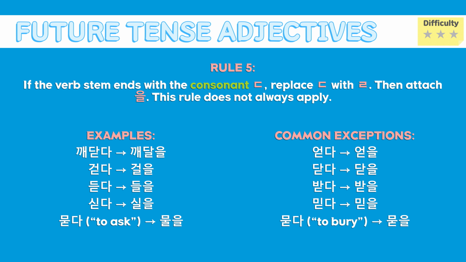Rule 5. If the verb stem ends with the consonant ㄷ, replace ㄷ with ㄹ, then attach 을. This rule does not always apply. Here are some examples and exceptions. You can pause the video here.